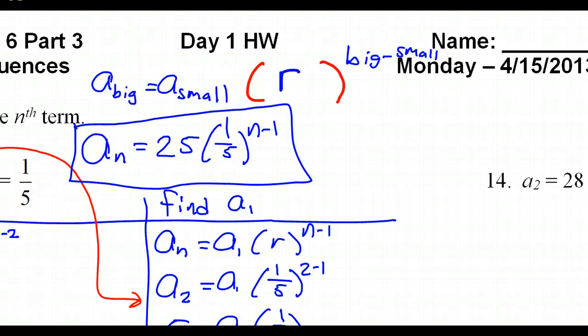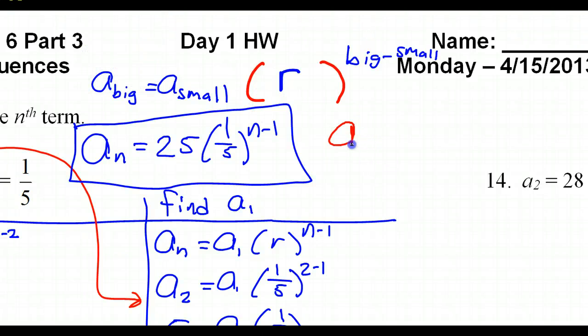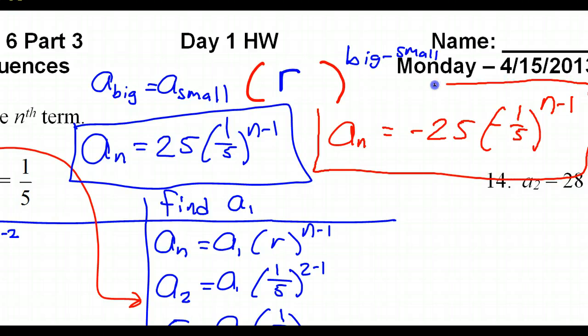Just in case you're curious, the other correct answer would be an is equal to negative 25 times negative 1/5 to the n minus 1 power. This would also fit the information that we're given. Alright, but you just need to come up with one of them. So the blue equation is sufficient.